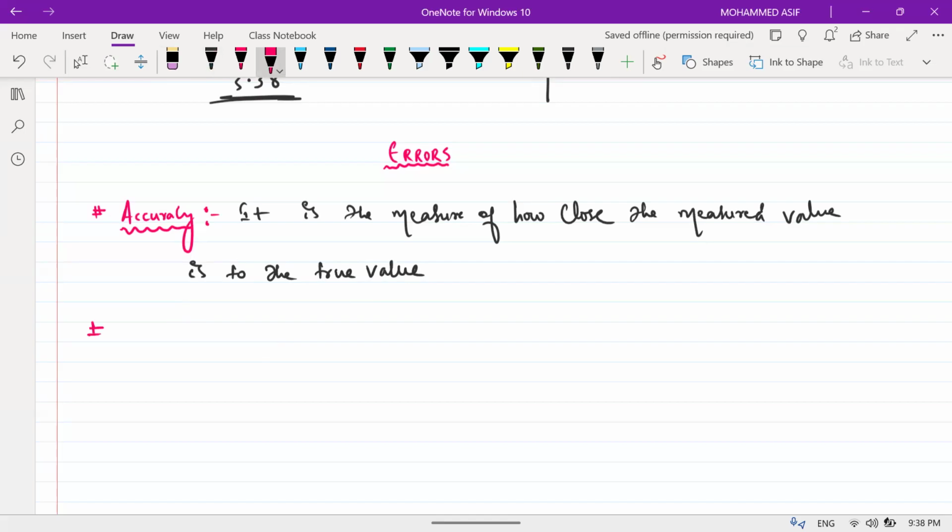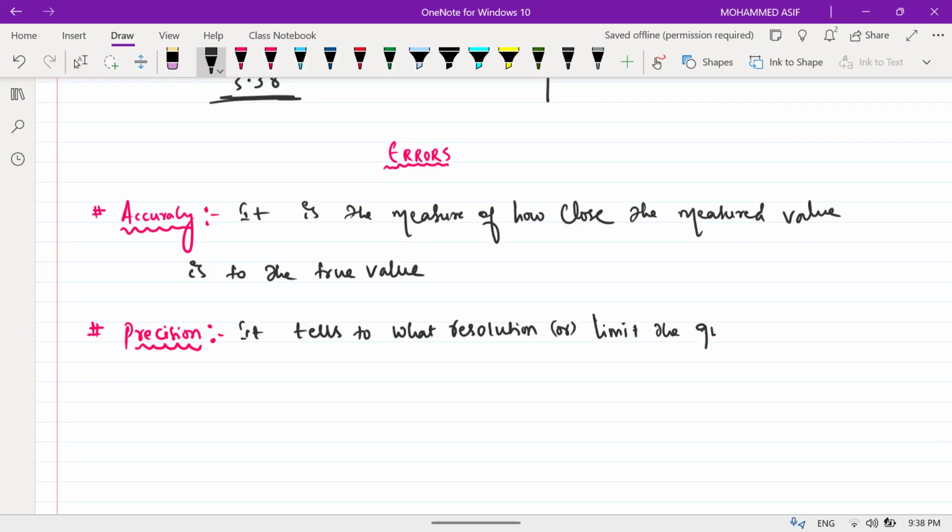Now, if I'm talking about precision, what do you mean by precision? Precision is nothing but it tells us to what resolution or limit the quantity is measured, isn't it? It tells to what resolution, or I can say limit, the quantity is measured.